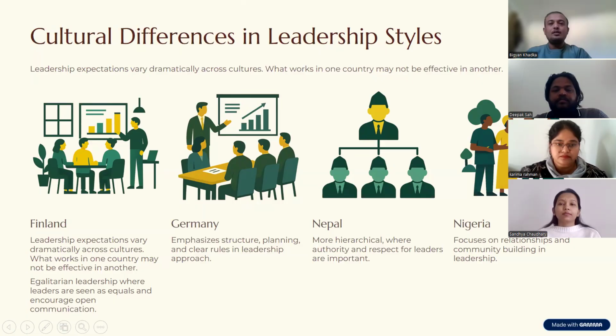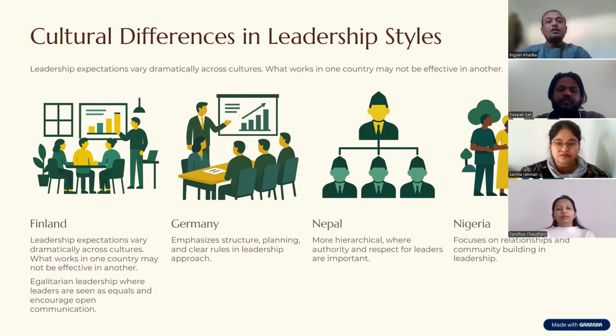Hello everyone. Now I'll continue with slides 4 and 5. This is Bigyan Kharga, and I will start with how cultural differences shape leadership styles. Leadership is not the same everywhere. What works in one country may not work in another because culture shapes how people expect leaders to behave. So let's look at some examples.